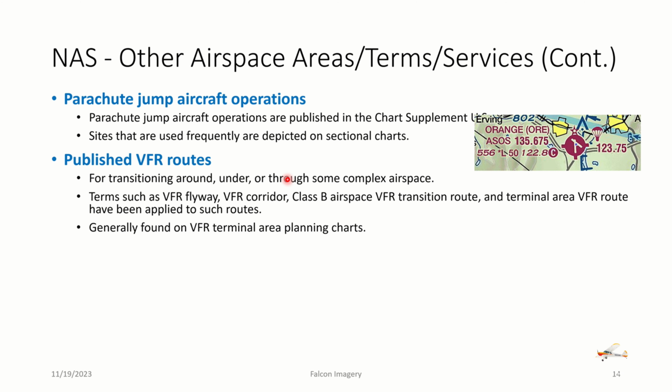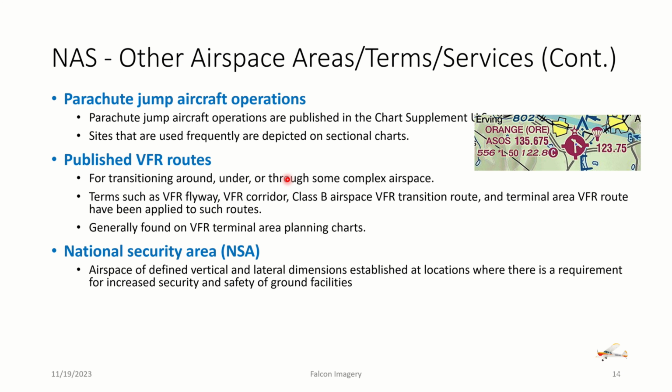There are published VFR routes, or Victor Airways, or now GPS kind of routes for transitioning around, under, or through some complex airspace. Terms such as VFR flyaways, VFR corridors, Class B airspace VFR transition routes, and terminal area VFR routes are listed as part of these published VFR routes, generally found on VFR terminal area planning charts. So VFR terminal area charts are for near a Bravo airport.